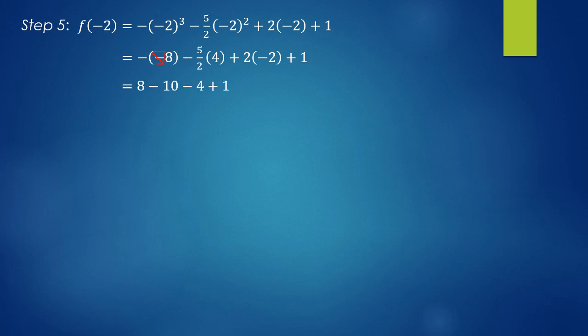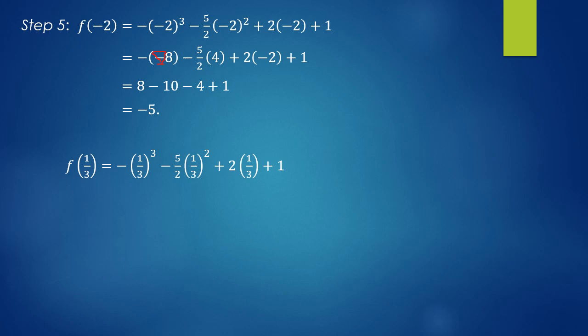So the negative of negative 8, that's positive 8. And then 5/2 of 4, that's 10. 2 times negative 2, that's minus 4 plus 1. So we get negative 5. So remember, we need to evaluate both critical points.